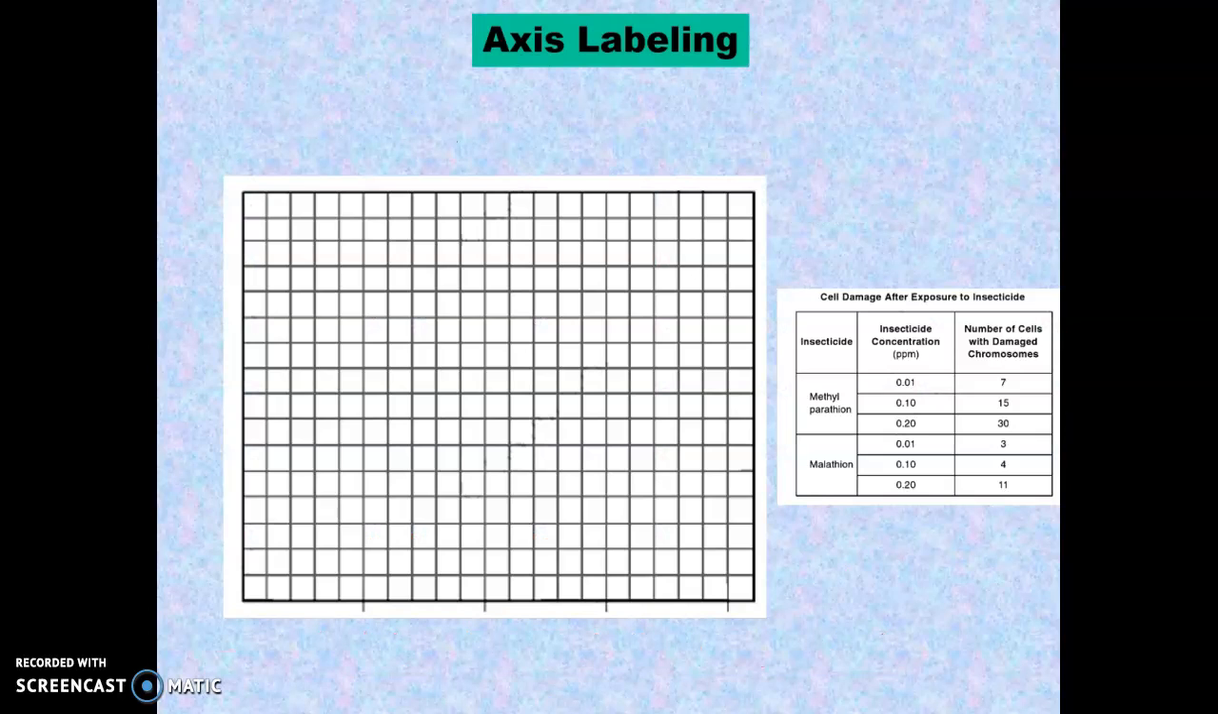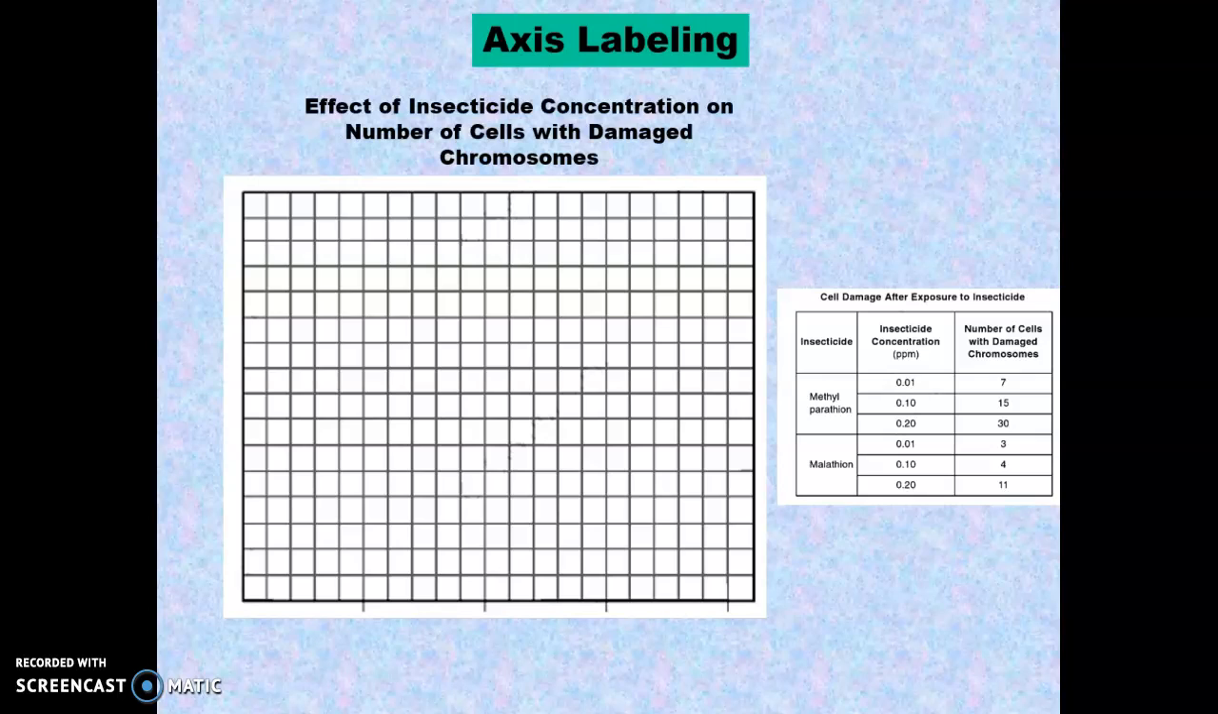So when we look at our experiment that we were graphing for our example, the thing that the scientists were changing was the insecticide concentration. So that needs to go on our x-axis. And if you see there, we have our units, which is ppm, which stands for parts per million. We've got our title, and then the thing that we're measuring, our dependent variable, which goes on the y-axis, DRY, dependent on the y, that's going to be the number of cells with the damaged chromosomes.